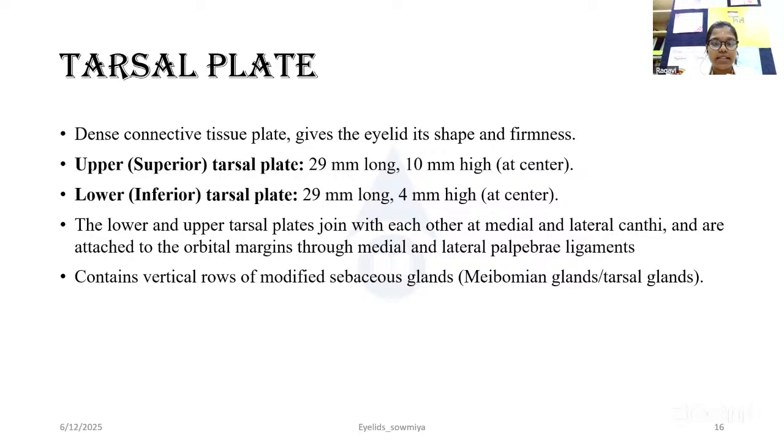The lower and upper tarsal plates join with each other at the medial and lateral canthi and are attached to the orbital margin through the medial and lateral palpebral ligaments. They contain vertical rows of modified sebaceous glands, the meibomian glands, and tarsal glands.